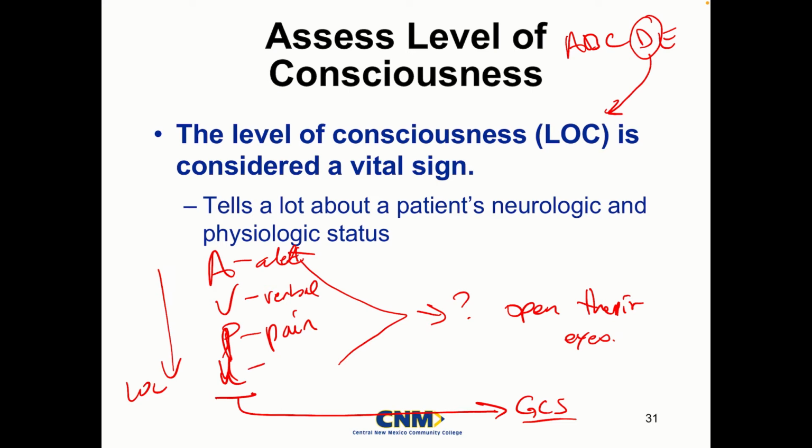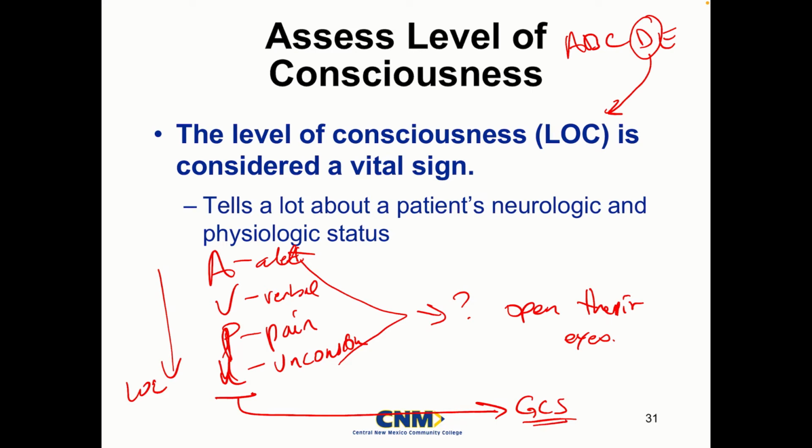Pain will wake them up. U is unconscious. So we get to this if they failed to have their eyes open when we showed up, they failed to open their eyes when we announced ourselves, they failed to open their eyes when we provide pain, unconsciousness is the lowest level of consciousness, okay? So we're going to use AVPU all the time, and then sometimes we'll input it into a GCS score, which I'm going to give us a little bit later.